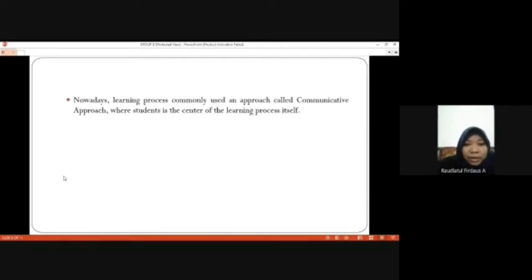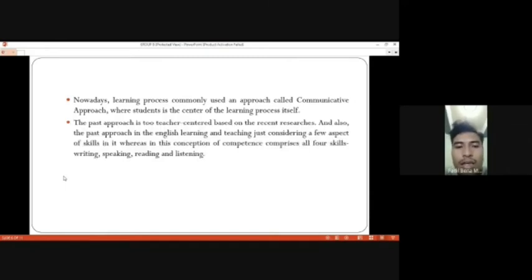Yes, nowadays, the learning process commonly uses an approach called the communicative approach, where the student is the center of the learning process itself. In the past, the approach was too teacher-centered based on recent research, and the past approach in English learning and teaching considered just a few skills, whereas in this conception the competence comprises all four skills, including writing, speaking, reading, and listening.